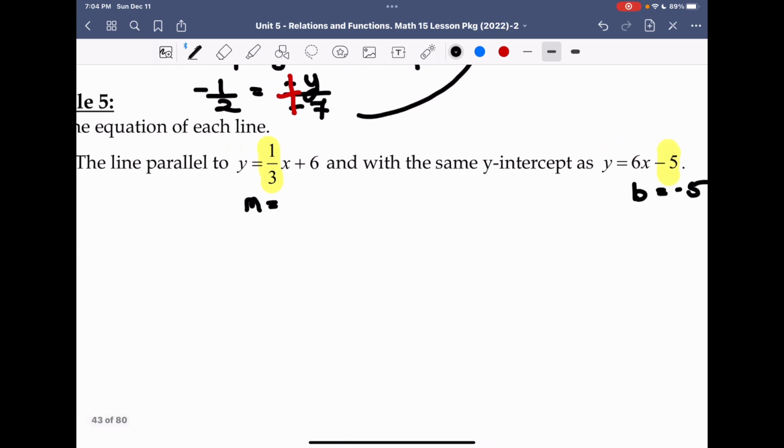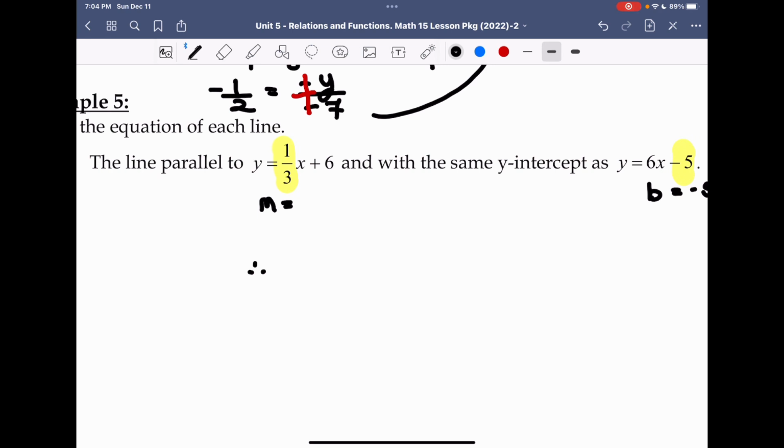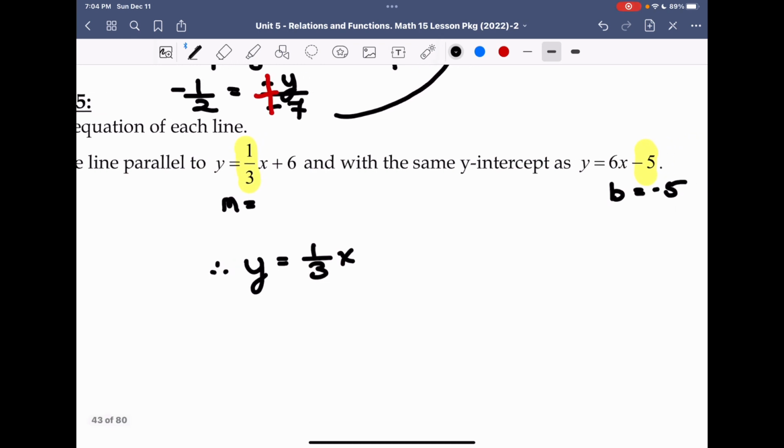So if we put these two things together, because it shares the same slope, it'd be y is equal to 1/3 x. And then it shares the same y-intercept as that second equation, which is negative 5. There's our equation right there.